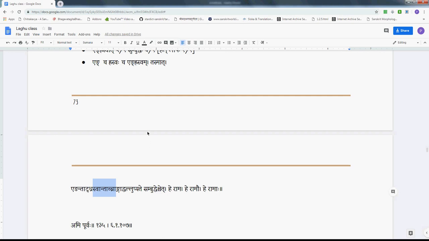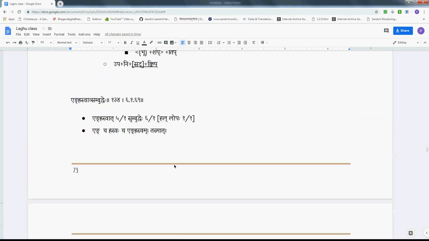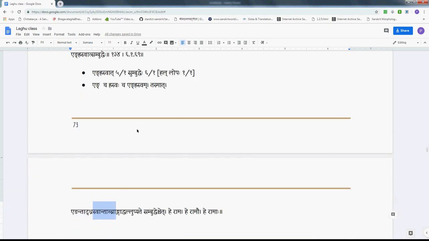Only when it is Sambuddhi, in Sambodhana Prathama Ekavachana, what happens? That hal undergoes lopa. And what is that hal which undergoes lopa? Here you see, I'll say Hey Rama plus Su for clarification. In Su, the Ukara is Upadeshe Anunasika It, thereby this Su has become Sakara. This Sakara is hal now.